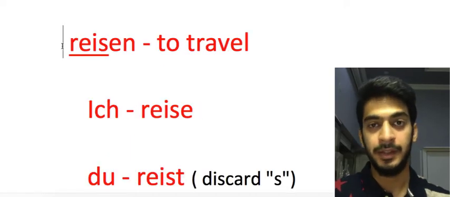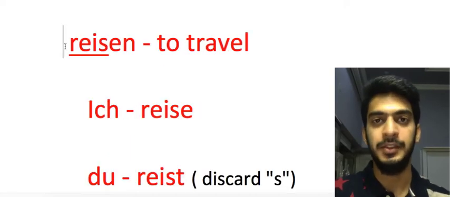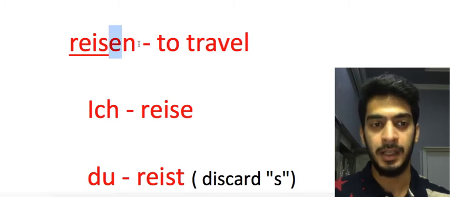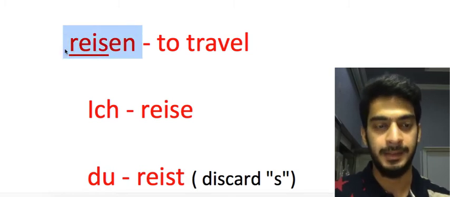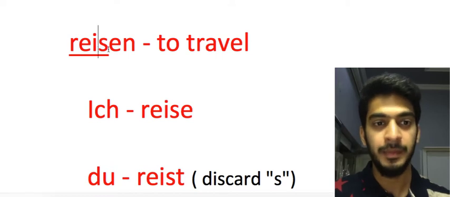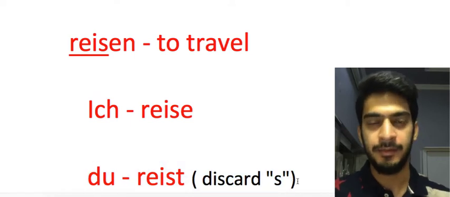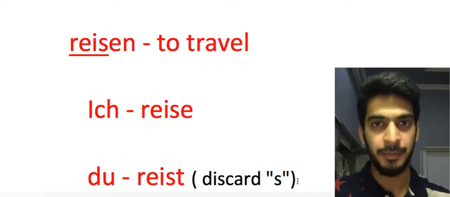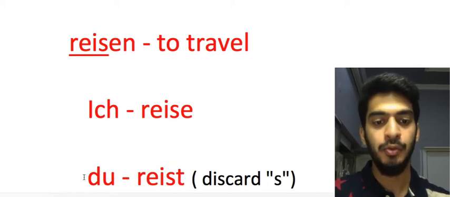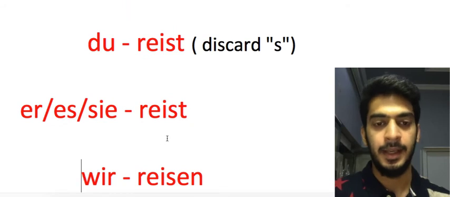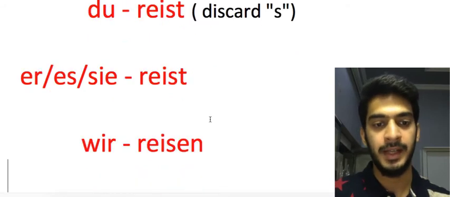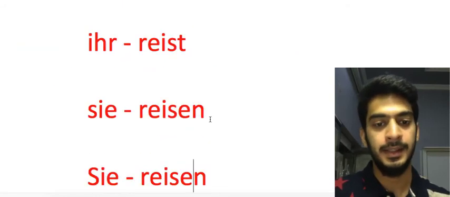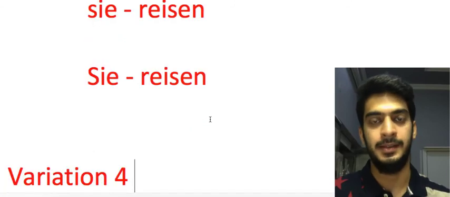Now we have another example. Reisen, which means to travel. Discard en, the verb stem reis. The last letter of the verb stem is s. So, ich reise, du reist. Discard s from the given ending st with the pronoun du. So the remaining letter t, du reist. Sie reist, wir reisen, ihr reist, sie reisen, capital Z, reisen.